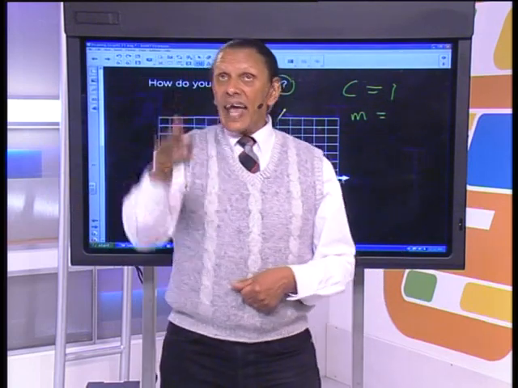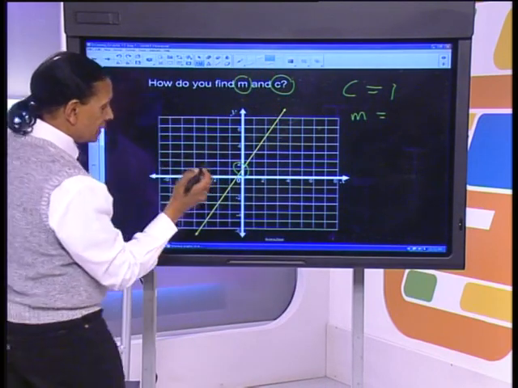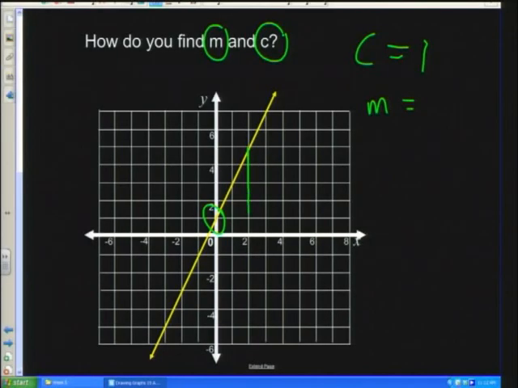In a right angle, angle of 90 degrees. Let's see. If I take this one here, angle of 90, then I count here 1, 2, 3, 4. That is 4 positions, and here I see 2. So it is 4 over 2. Gradient is 4 over 2, which can also be 2 over 1 if I simplify it.